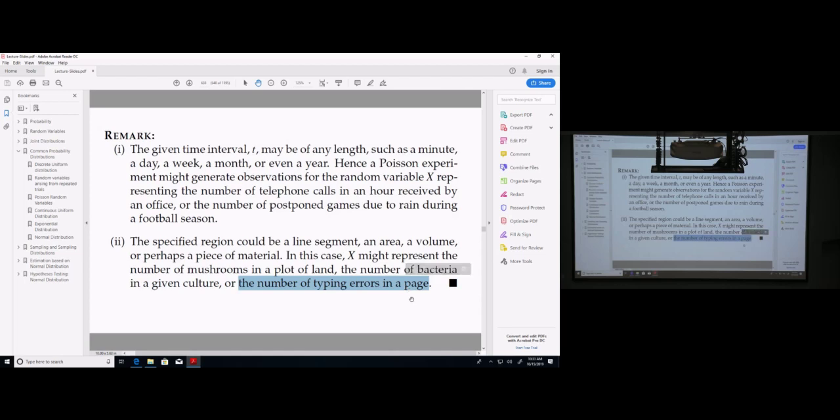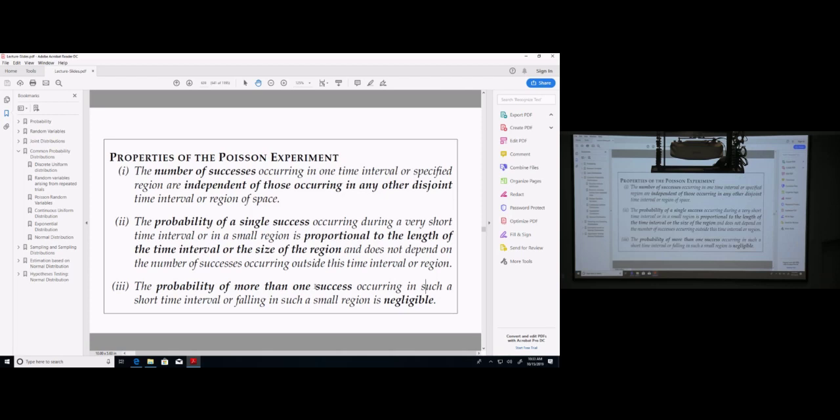We basically, these are what I was relating, a rare event. We don't make typing errors a whole lot, but there are situations that we do, and so for this kind of situation, we are modeling this by a Poisson random variable.